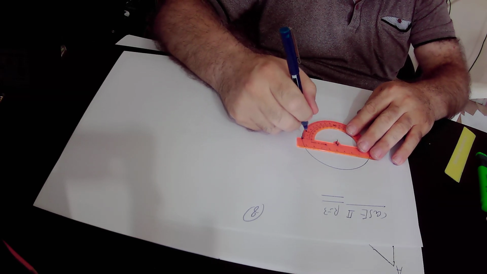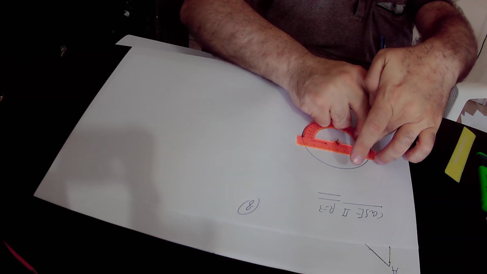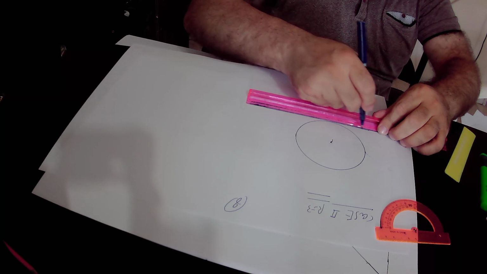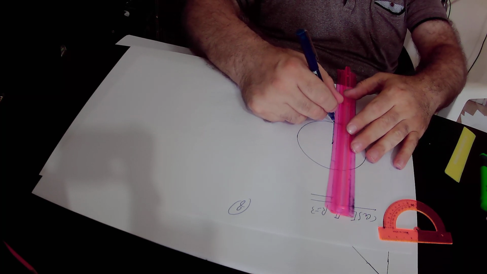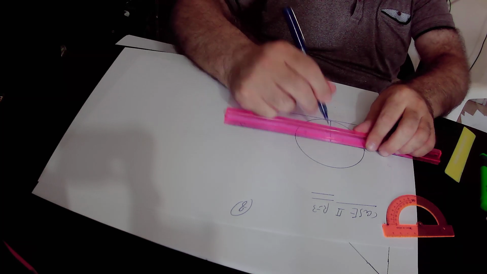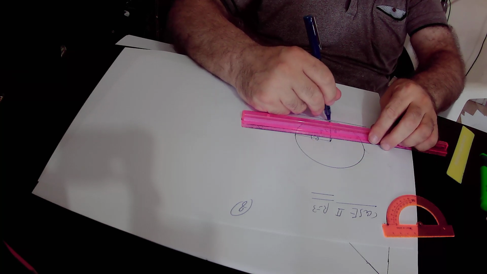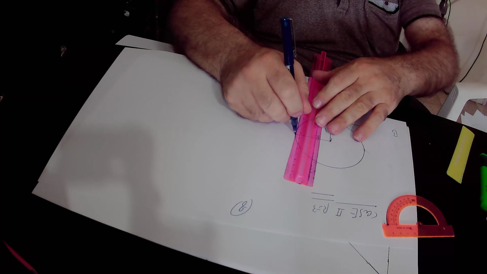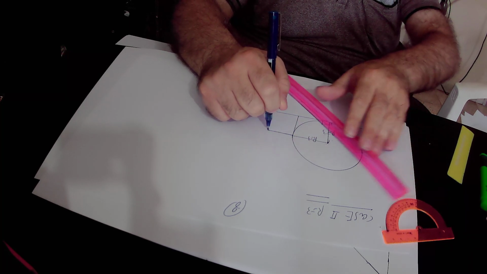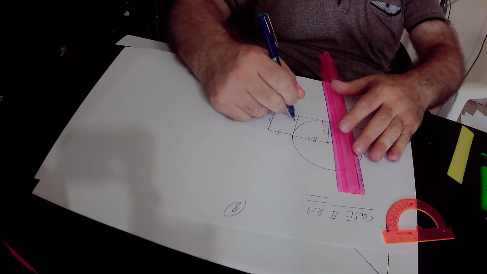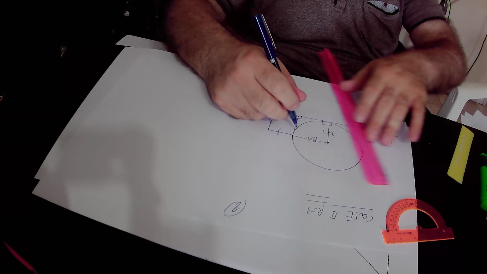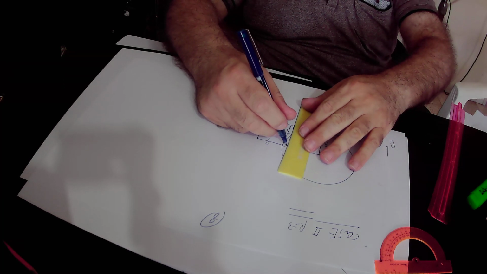Okay. R equals 3 units. Here also R equals 3 units. The sides of the square are also equal to 3 units. According to what is given in the question, according to rule number 1, this angle is equal to 90 degrees.